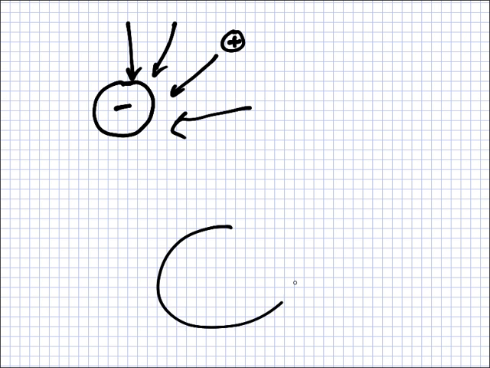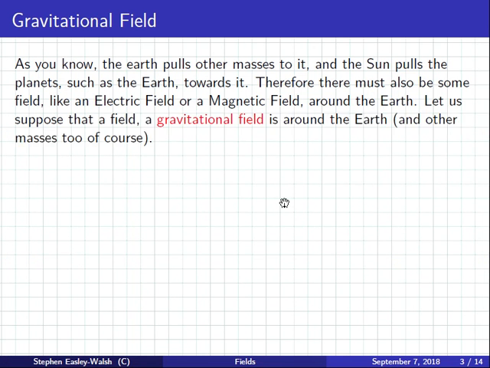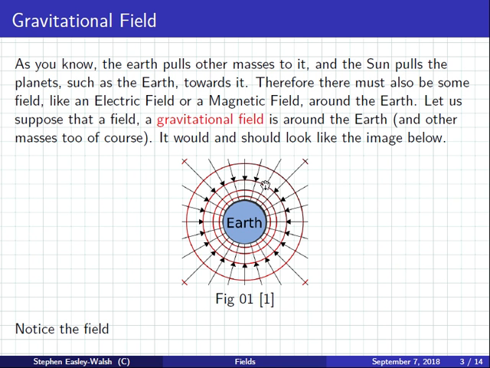Now, this is Earth, and this is you, or whatever. It will also move down. So by the same idea, there must be some kind of field around the Earth as well. So we imagine that there is a field around the Earth. We call it a gravitational field. It would look something like this. Now the black, that's the field lines.